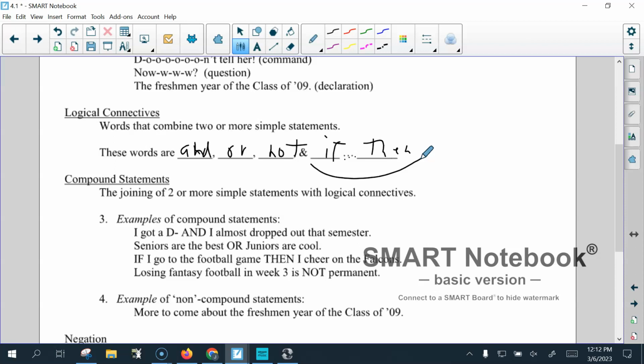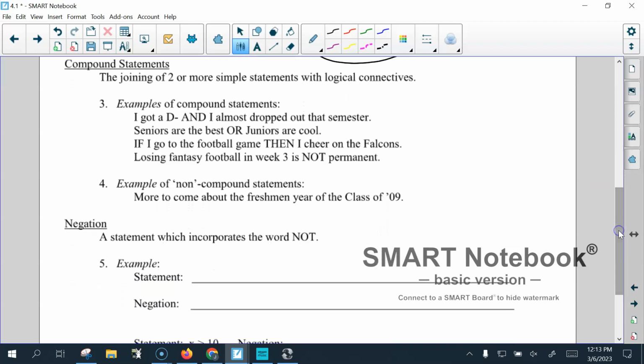Okay, so some people go, oh, and, or, but. We're not talking about prepositions. It's not all the prepositions, just and, or, not, and then if then. All right, so compound statement. Compound meaning more than one, just like a compound fracture is a break in more than one spot. A compound statement is the joining of two or more simple statements with the logical connectives. Okay, so we're taking two statements and using one of those four connectives that we just talked about.